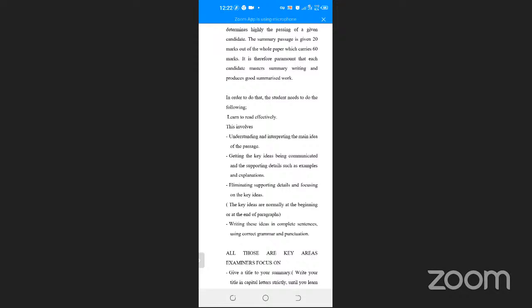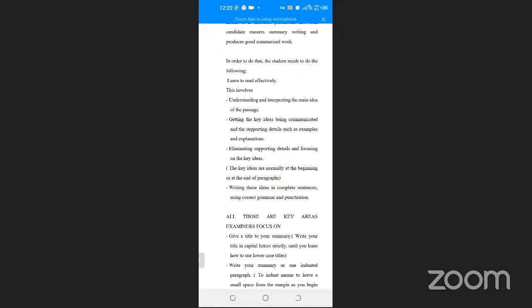So here, point number one, they tell you about understanding and interpreting the main idea of the passage. It is paramount for you to read the passage, understand and interpret what the passage is about. That means you are getting the key main ideas, what the literature guys would call the themes, the underlying ideas or the motives. So when you read the passage, make sure you understand what the passage is about.